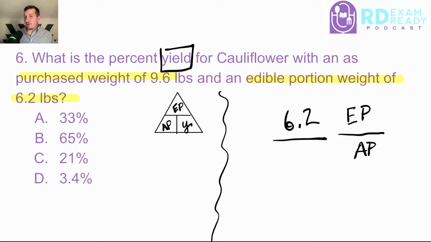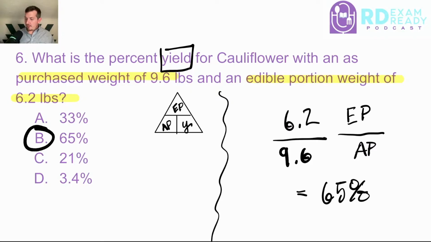This is going to give me a percentage, a percent yield. And this is how you find the yield for many products. All the time you're calculating AP and EP, but sometimes we're not doing yield. So if we do 6.2 pounds divided by 9.6 pounds, I ended up with about 64.5%, or 65%. So when I look at that, B looks like it's going to be my best answer.